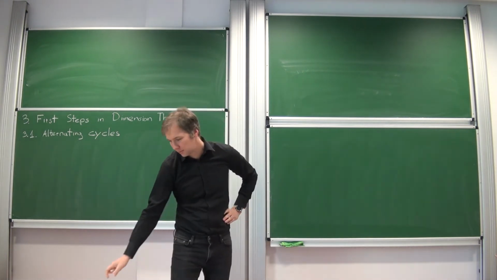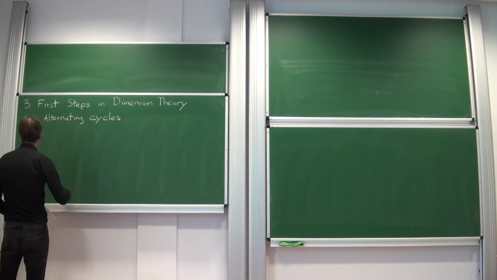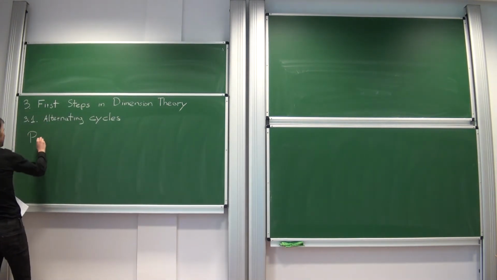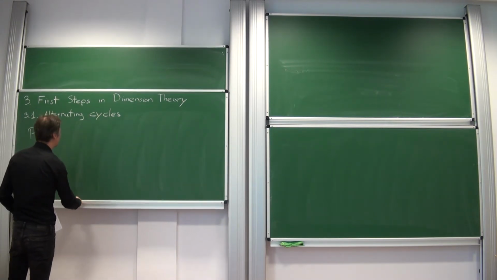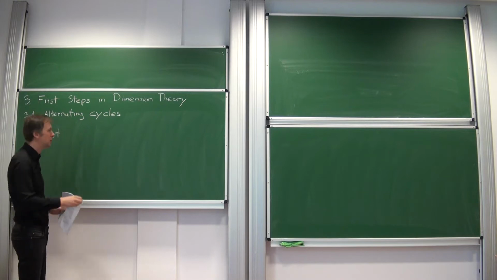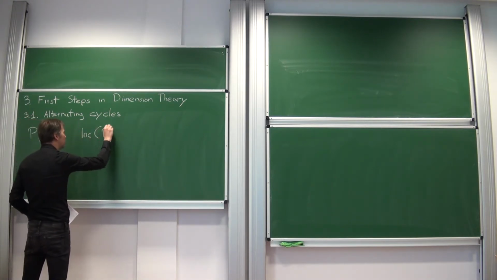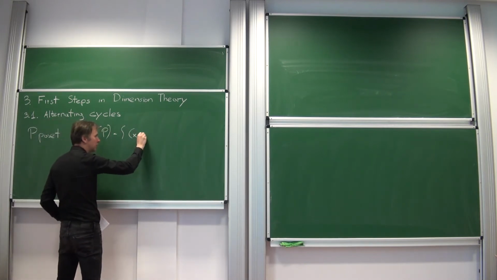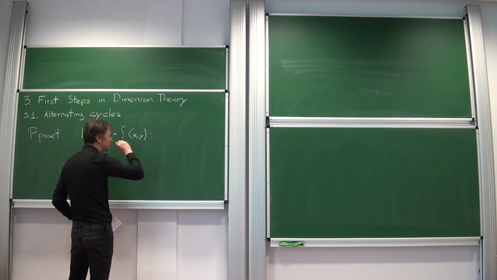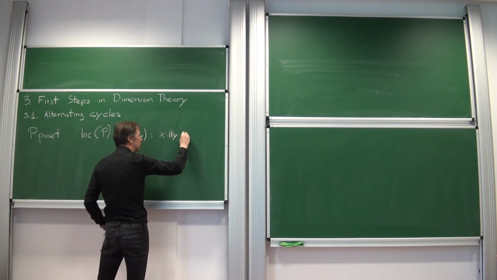So let's start. Given a poset, we will often today look at its set of all incomparable pairs. We will denote it this way. So these are all the ordered pairs (x, y) such that x is not less than, but incomparable with y in P.